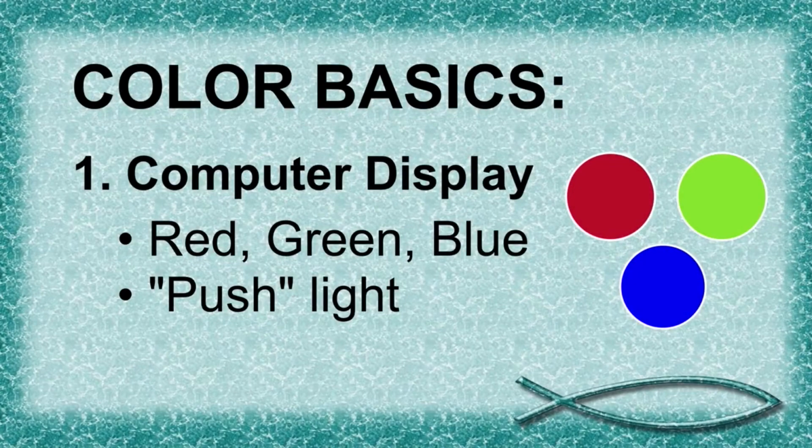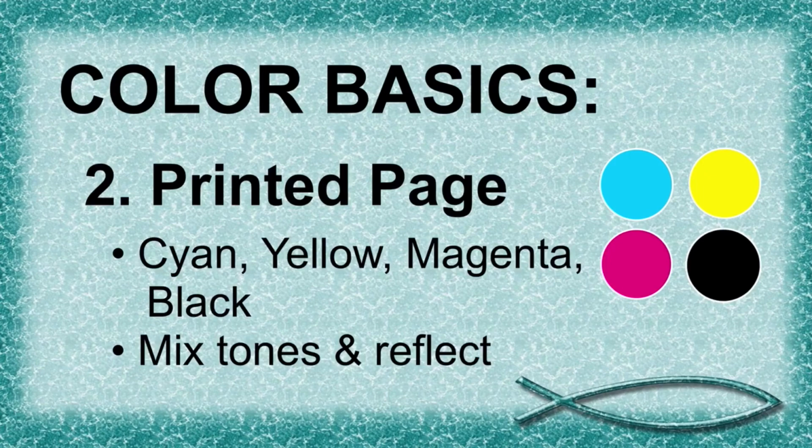So these are the color basics of the computer display. The colors are red, green, and blue. It also pushes light through screen. So for the printed page, the colors are cyan, yellow, magenta, and black. They also mix tones and reflect colors from white page.